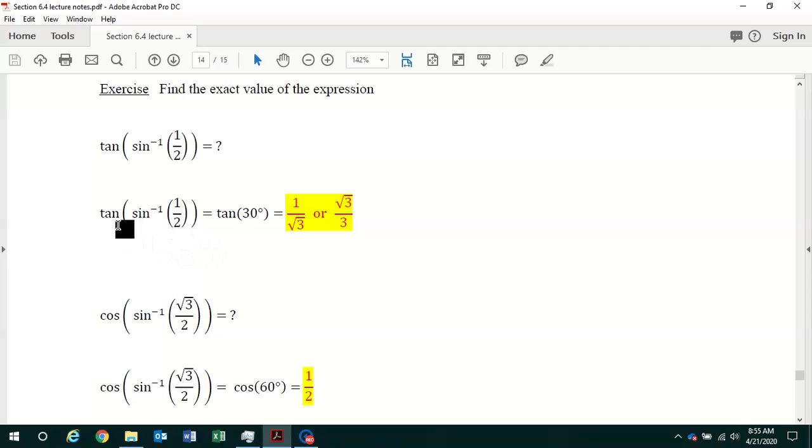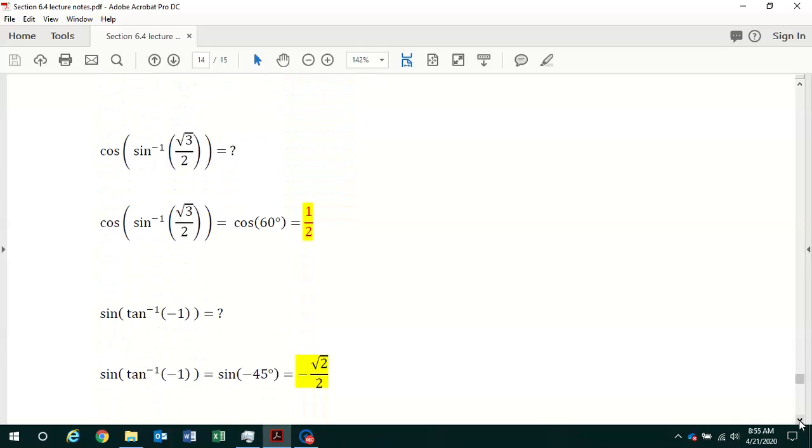In these kinds of composites, I can actually use degrees instead of radians if I want to for the angles. So the inverse sine of 1/2 from page 3 is equal to 30 degrees. So this composite is equal to the tangent of 30 degrees. And from the unit circle, the tangent of 30 degrees is 1 over the square root of 3, or square root of 3 over 3. So this composite is equal to 1 over square root of 3, which is equivalent to square root of 3 over 3.